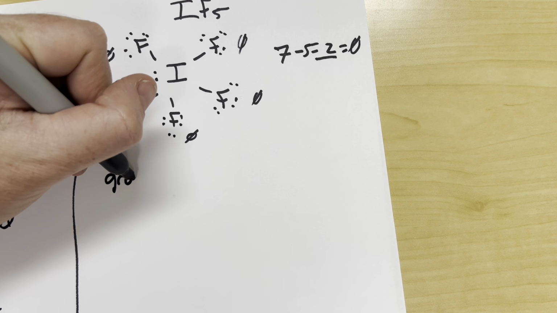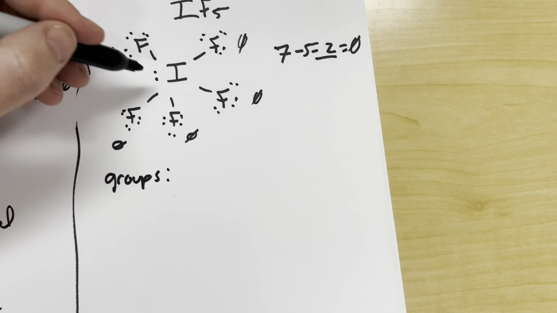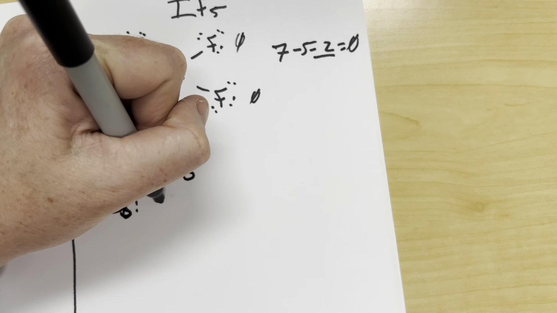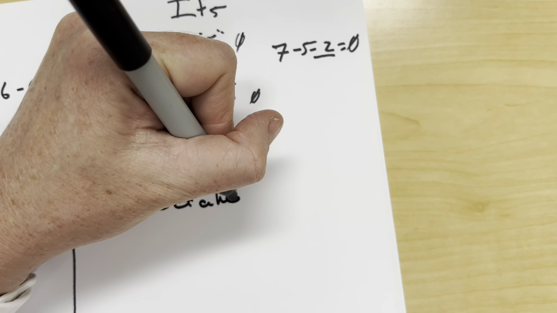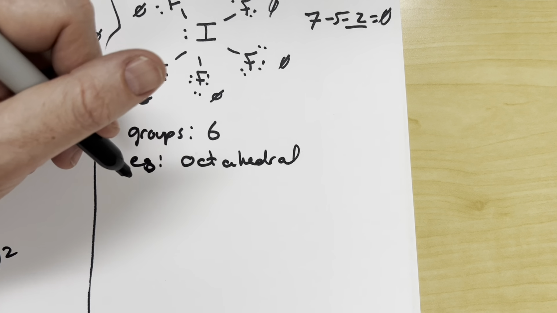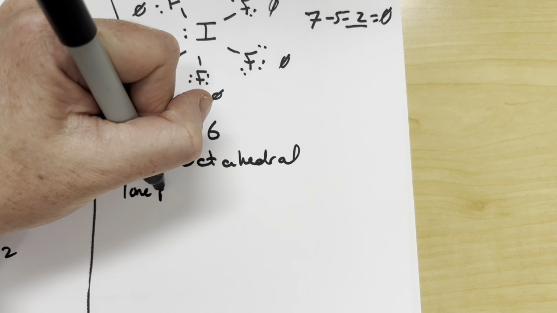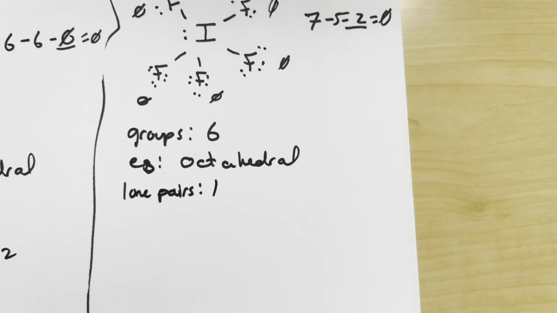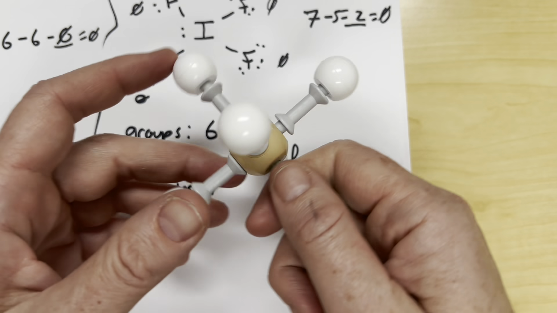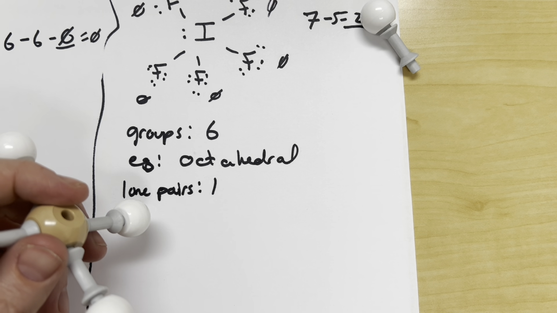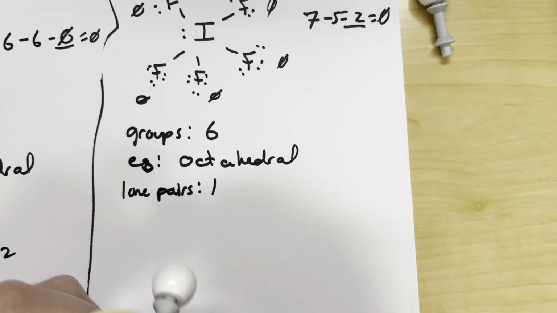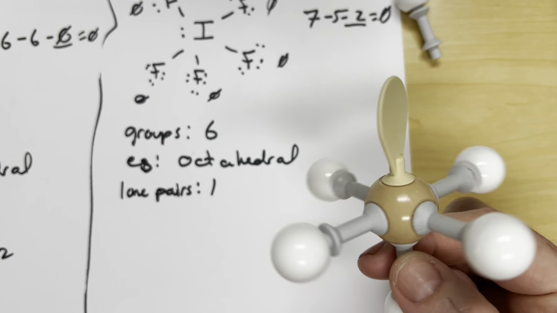Now its number of groups is 5 bonds plus those 2 lone pair gives me 6. Therefore, its electron geometry is also, once again, octahedral. All right, but the number of lone pairs it has is 1. In other words, it would have looked like this, but it popped one of these off and put a lone pair right here. Okay. So it's no longer that.